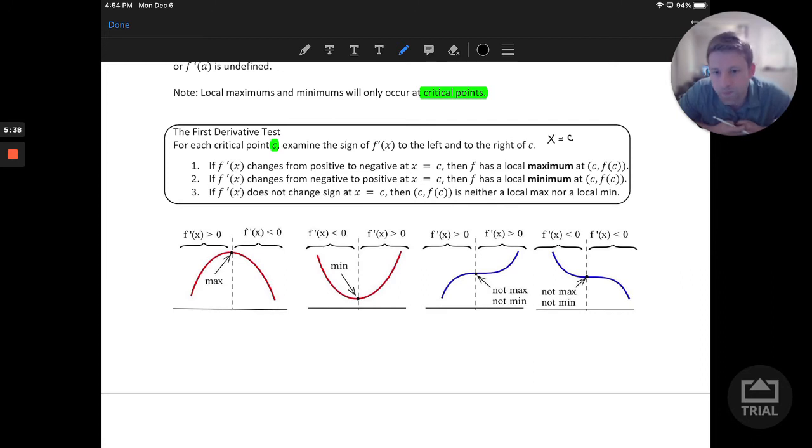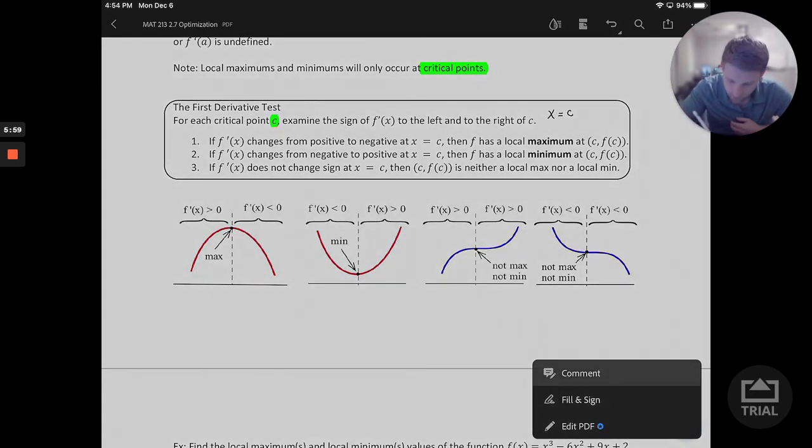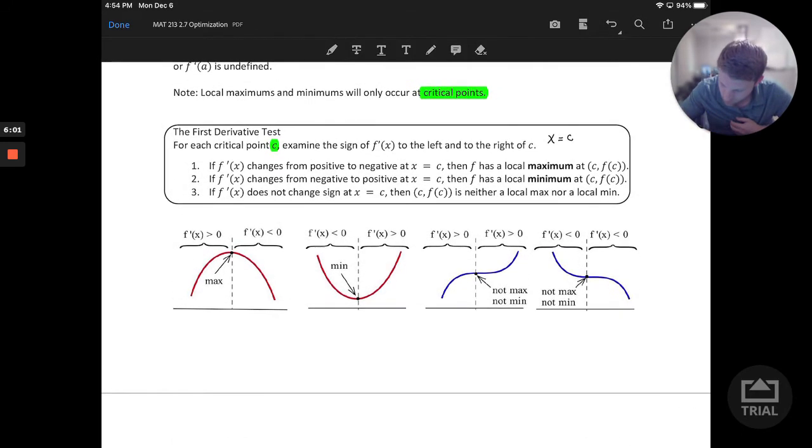That's the input. When we do the comparison, if f prime of x changes from a positive to a negative at x equals C, then f has a local maximum at C, comma f of C. So that would be the first example here. We could say that's the first picture that's listed here. We will have a maximum where the graph changes from a positive derivative to a negative derivative.